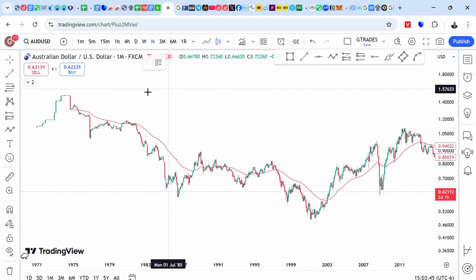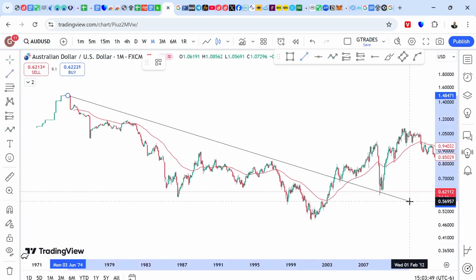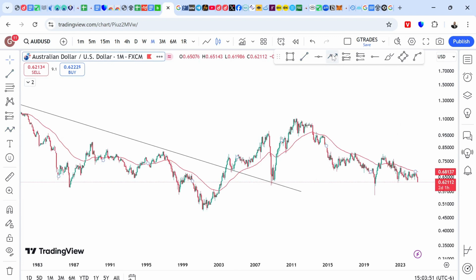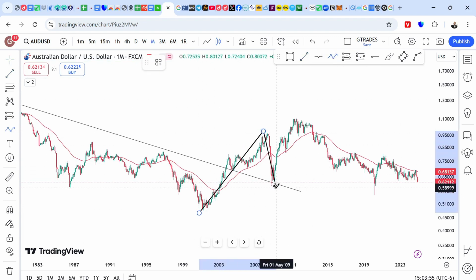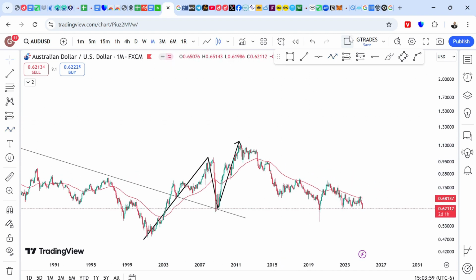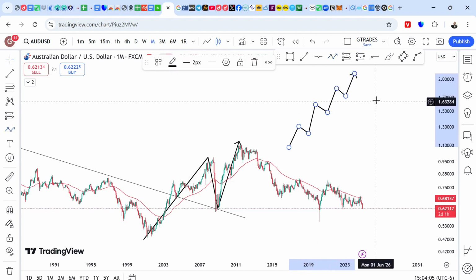So if you draw your trend line from here, you will see that price broke above this particular market, came back to retest it and move up, right? Now this is the characteristics of an uptrend, which is higher high, higher lows, higher highs, higher lows, higher highs, higher lows, higher highs, right?